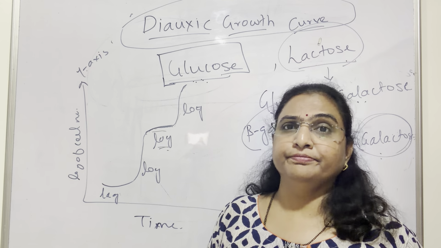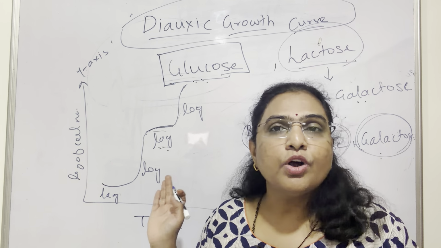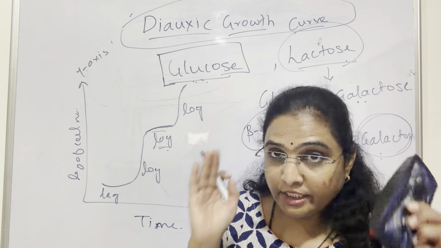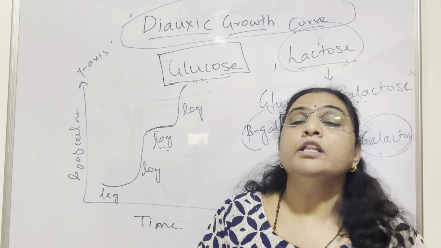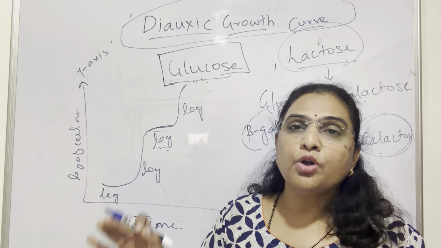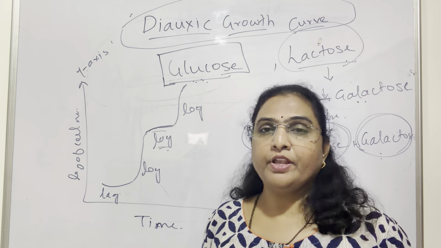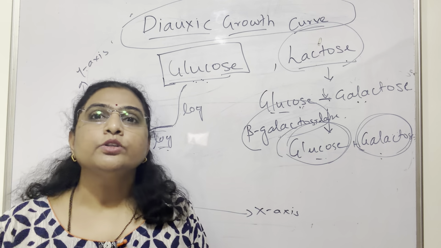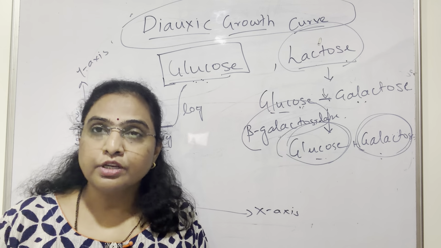Okay, and it also shows that there is catabolite repression, the glucose effect. So until there is depletion of the glucose from the medium, there will not be utilization of any other carbon sources. Okay, have you got this? So in this way, it is a diauxic growth curve. I think you may have understood what is meant by the diauxic growth curve.